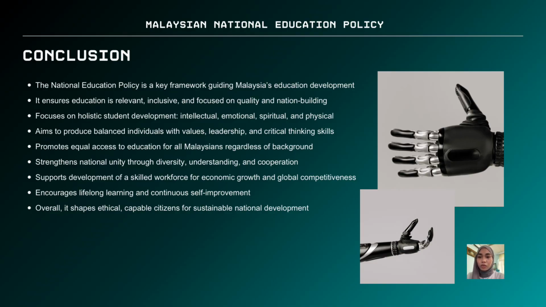To ensure no one is left behind, the national education policy promotes equal access to education for all Malaysians, completely regardless of their background, socio-economic status, or location. Our diversity is our strength. Through a unified education system, this policy actively strengthens national unity, by fostering diversity, mutual understanding, and a spirit of cooperation right from the classroom.